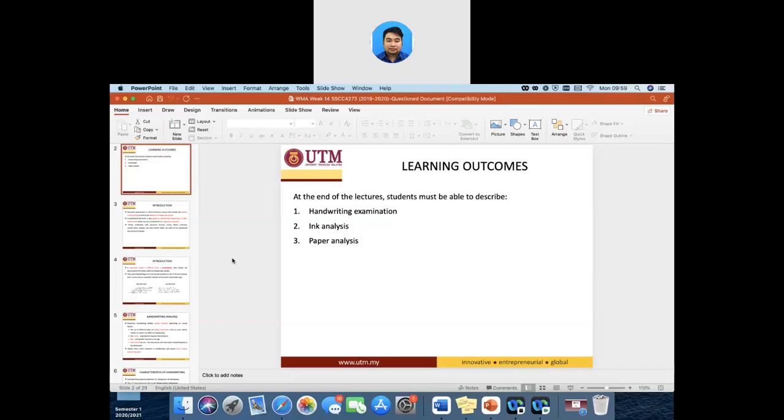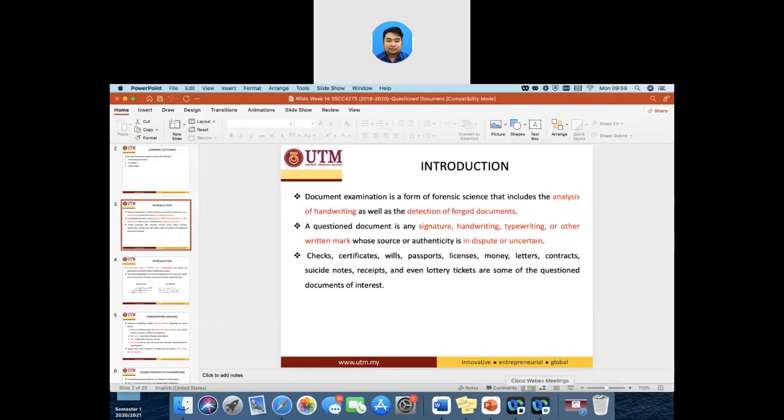Everything is related to question documents. Now let's look at a couple of definitions. Document examination is a form of forensic science where we do analysis of handwriting as well as the detection of forged documents. Forged documents ni apa-apa dokumen yang kita detect sama ada dia dipalsukan. So kita panggil these forged documents question documents as well.